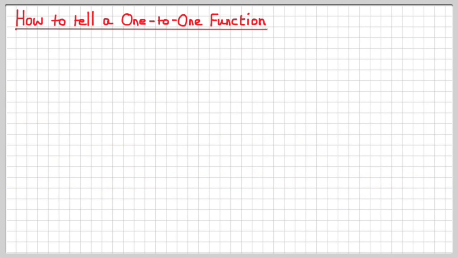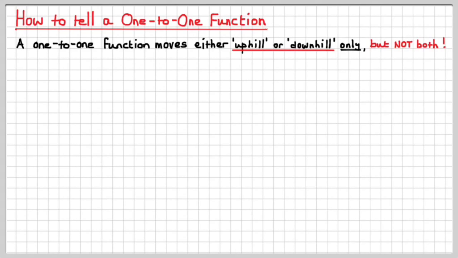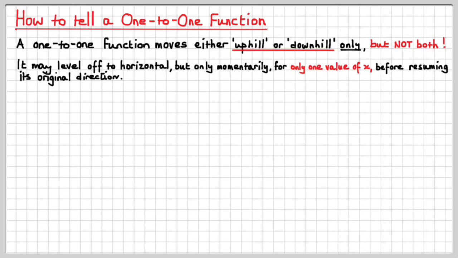Good for you. Now, here's a quick way of how to tell whether you've got a one-to-one function, guys. A one-to-one function moves either uphill or downhill, okay? As you're looking from left to right across the screen or across the page, it's either uphill or downhill only, but not both. In other words, you don't have any hills and you don't have any valleys. Now, it may level off to horizontal, but only momentarily for one value of x before resuming its original direction, if it's going to resume any direction at all.